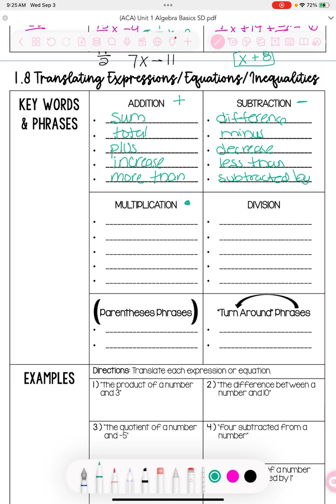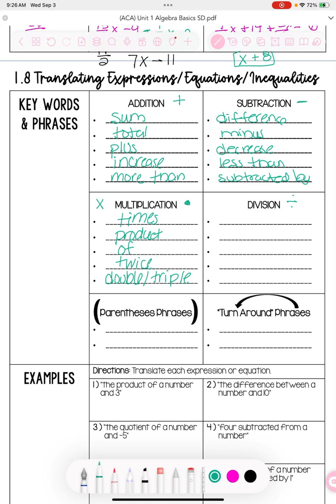Multiplication is going to be either a times sign like that or a times sign like that. Most of the time in algebra we'll use that little dot. Times, product, of, twice, double. We might also see like triple or quadruple or anything like that that's increasing.